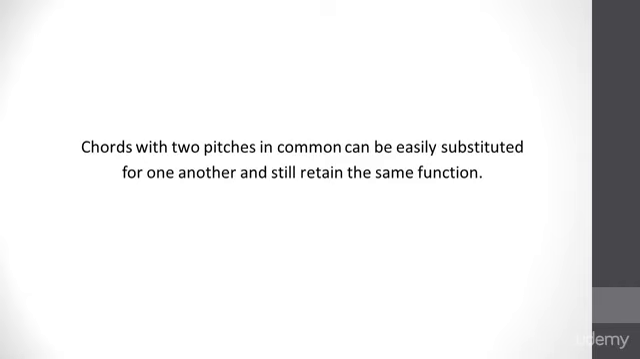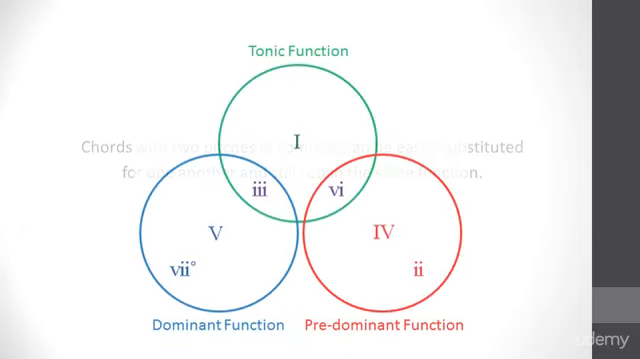In the last lecture, we learned that chords with two pitches in common can be easily substituted for one another and still retain the same function. Here is a Venn diagram that illustrates what we learned. This diagram is also a helpful tool for beginning composers in writing chord progressions.